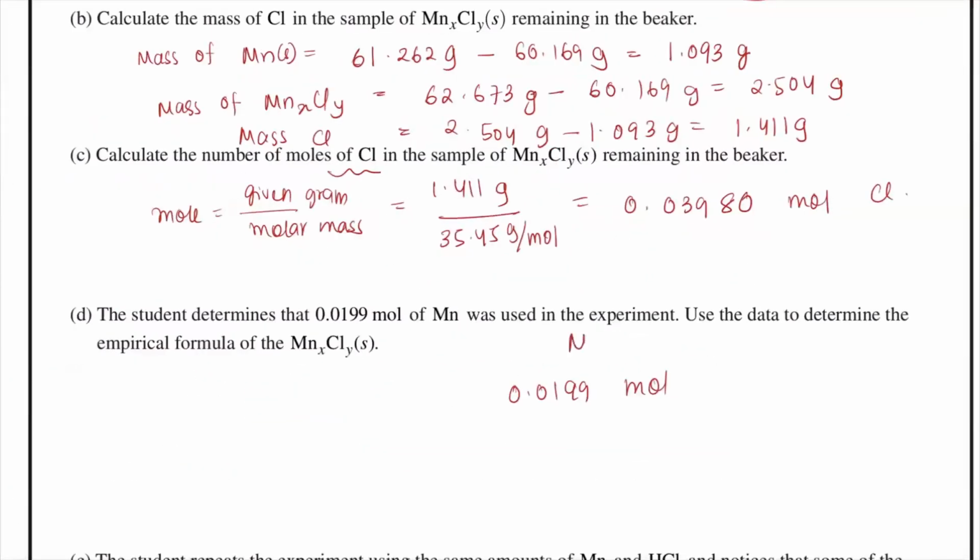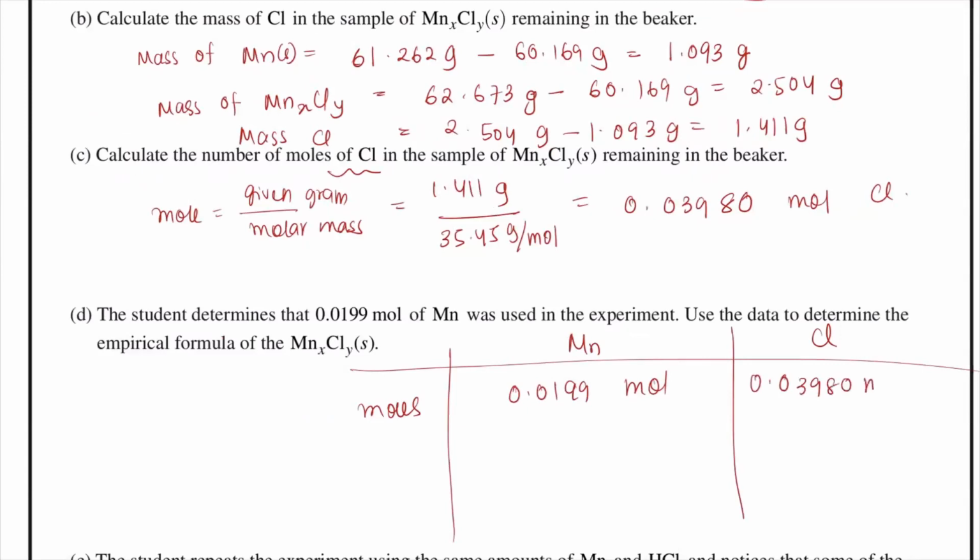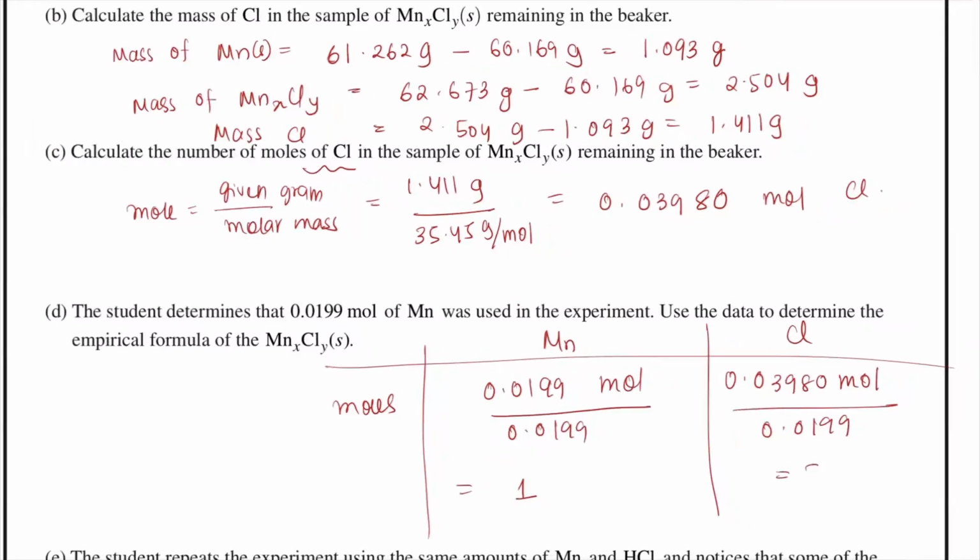So this is for manganese, this is moles, and this is for chlorine. And chlorine, we just found out that it's supposed to be 0.03980 mole. Now the way we can find the empirical formula is to divide by the lowest mole. So 0.0199 divided by 0.0199 gives us 1, while the chlorine is going to give us 2. So the empirical formula is going to be MnCl2.